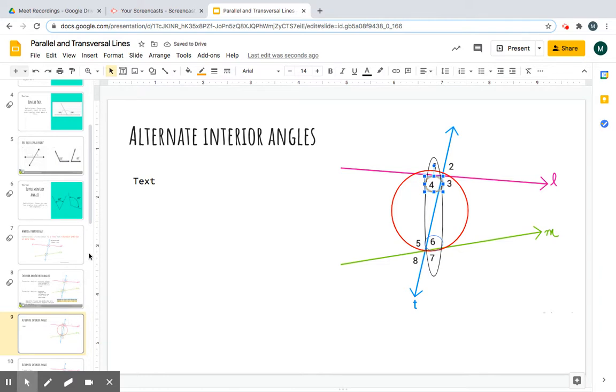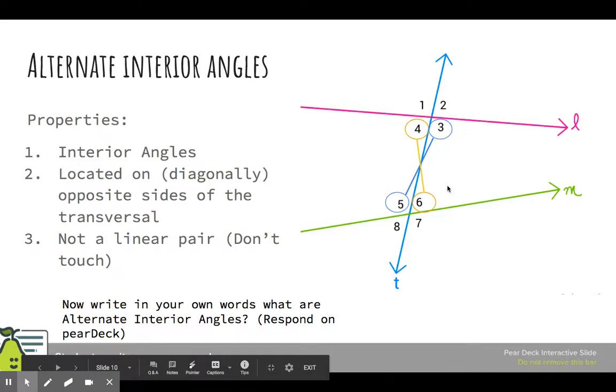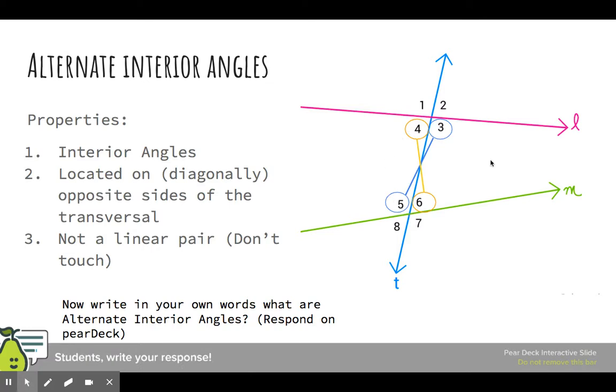Okay, so let's go ahead and write down the definition. Alternate interior angles are going to be interior angles. That's the first condition, right? We're only looking at the angles between the two lines. And they're going to be located on diagonally opposite sides of the transversal. As you can see, we said that 3 and 5 are alternate interior angles, and 4 and 6 are alternate interior angles.